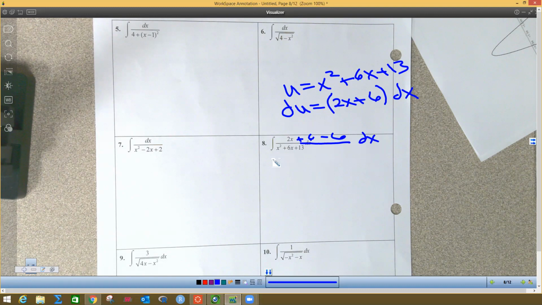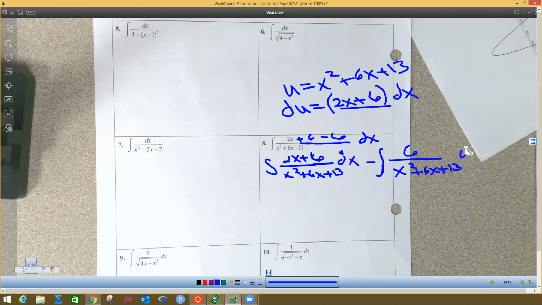Okay? So I'm going to now write this as two different problems. I'm going to write this as the integral of the 2x plus 6 part, because I need that because of this part right there, all over my x squared plus 6x plus 13 dx, and that's going to be one problem I do with this u du thing. And then over here I got a minus 6 over this same denominator, which is x squared plus 6x plus 13 dx. So this is a combination deal. This is old u substitution, so I'm going to do that now.